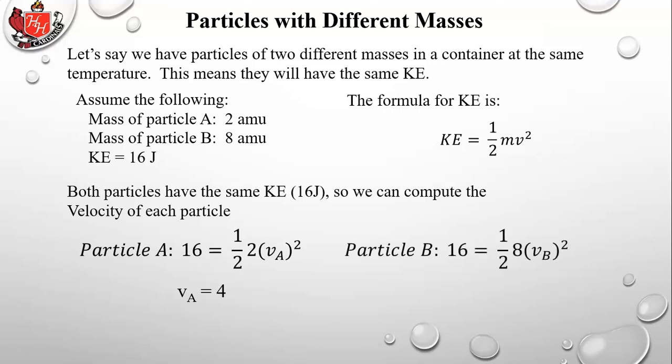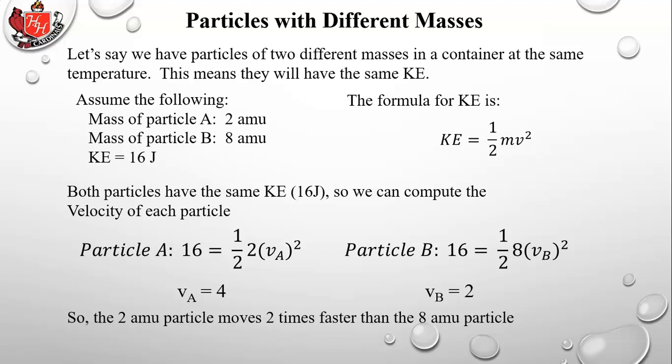Now we're going to do the same thing with particle B. Kinetic energy is still 16 because it's at the same temperature, equals 1/2. Now the mass of particle B is 8 times the velocity of particle B squared. You solve for particle B and you get a velocity of particle B of 2. So let's see what the relationship is between those two. The particle that is 1/4 as massive, that's particle A, moves twice as fast. Or another way to think of it is the particle that's 4 times as massive, that's particle B, moves half as fast as particle A. So there's a mathematical relationship to that, and we're going to see what that relationship is and how you could calculate it.